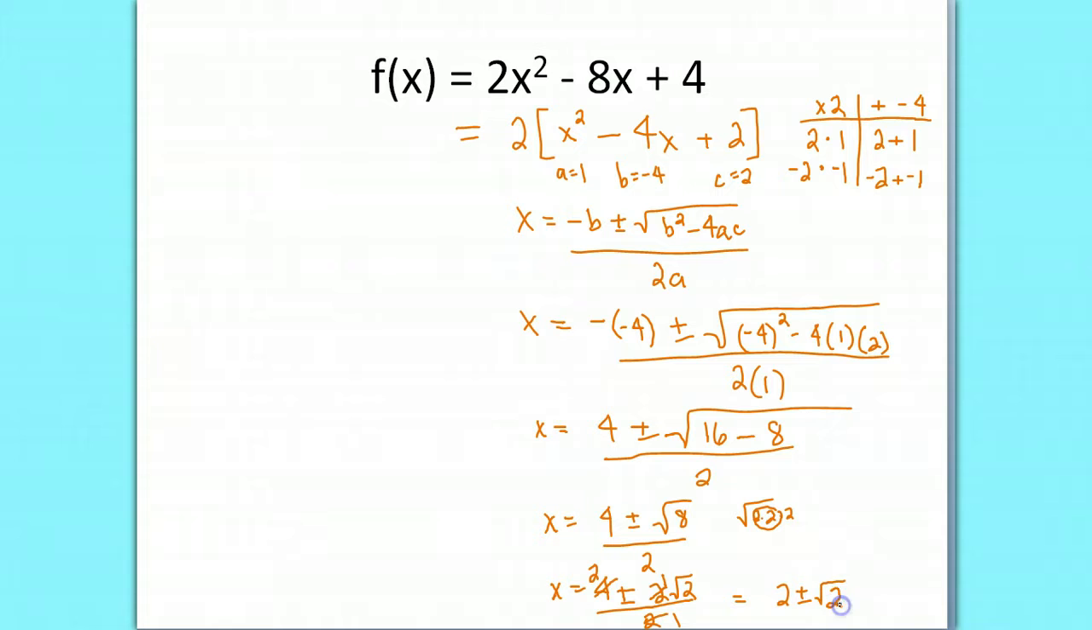And you're probably thinking, well, how do I graph that? The best thing to do would just be to put it in your calculator. Do 2 plus the square root of 2. That's going to be one of your zeros, and just round it. So you're going to get 2 answers. 2 plus square root of 2 is approximately 3.4, around 3.5.